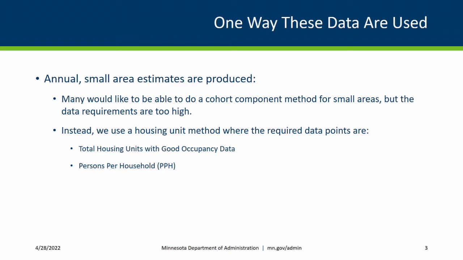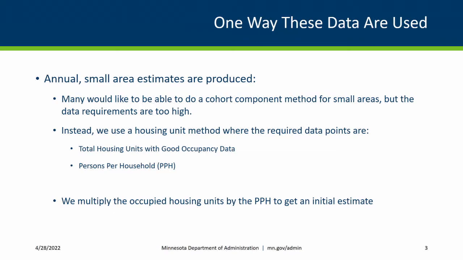So this is becoming problematic and concerning, especially as we've learned recently that the next data products have been pushed out further for publication than we had previously thought they might be. So we need housing unit totals, good occupancy data, and persons per household. We multiply the occupied housing units by the persons per household to get an estimate. There are some other things that we do as well. I'm simplifying: we add group quarters to it, and we control to other totals. But basically, we do an estimate by multiplying our persons per household times our occupied housing units.